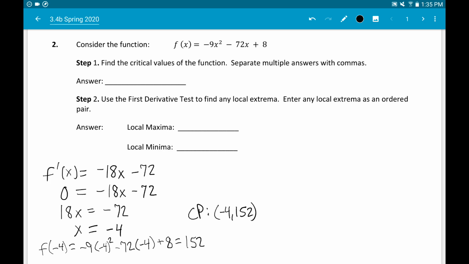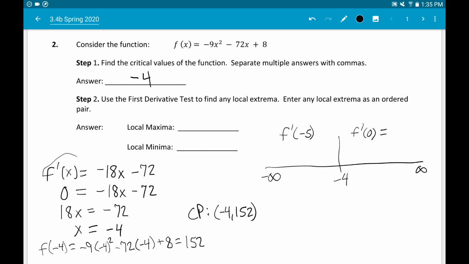Alright, for step 1, the critical value, again, that's just the x value, so negative 4. For step 2, you've got to do your sign chart. Okay, negative infinity to infinity. Put your x value, negative 4, on that number line. So we've got two intervals, negative infinity to negative 4, and negative 4 to infinity. Pick a test value in each interval. So for the left here, I'm going to pick negative 5. For the right here, I'm going to pick 0. That's bigger than negative 4.